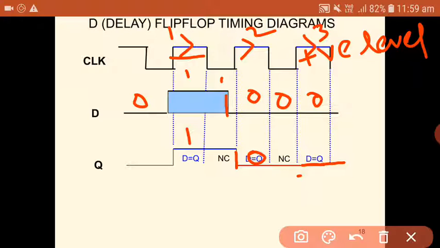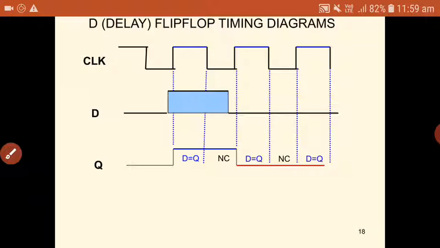So for the three positive level clock pulses: for the first clock pulse, since the input is high, output is changing its state from 0 to 1, and that will be continued. And for the second clock pulse, at that instant of time, since the D input is becoming 0, output also becomes 0. And for the third clock pulse, since the D input is 0, that 0 will be continued further. So this is nothing but the timing diagram of a D flip flop or delay flip flop. Whatever the input is there, that will be followed at the output of D flip flop as and when clock pulse is available.